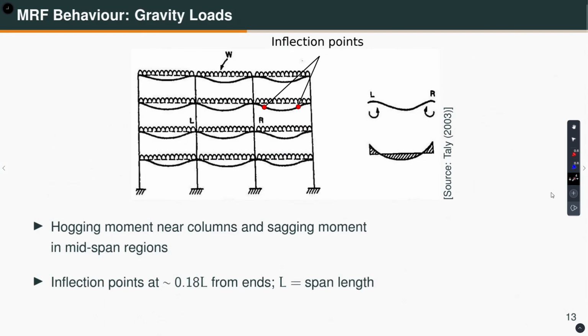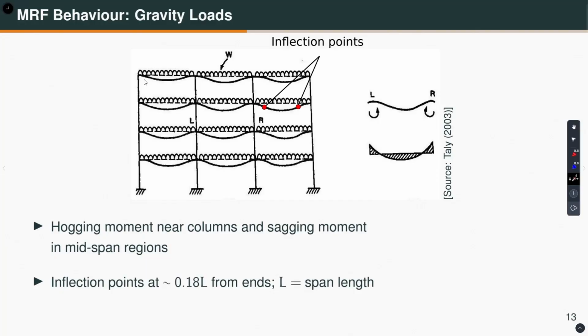Okay. Now, for gravity load, the behavior is something like this. So, like I said, lateral load resisting system will not only carry the lateral force, but they will also carry some gravity load no matter how small it is. Okay. So, let us say the beams are also subjected to this kind of gravity loads, which is dead load and live load. Okay. So, you will have a bending moment like that. Okay. So, these are the inflection points and the bending moment diagram is shown here. Okay. Here the bending moment is going to be maximum at the mid span.